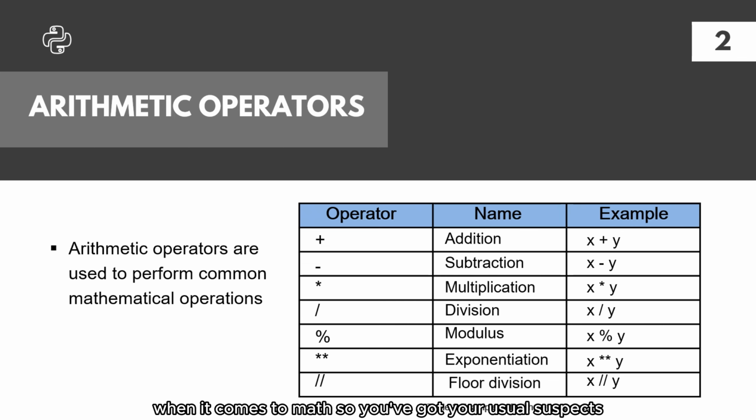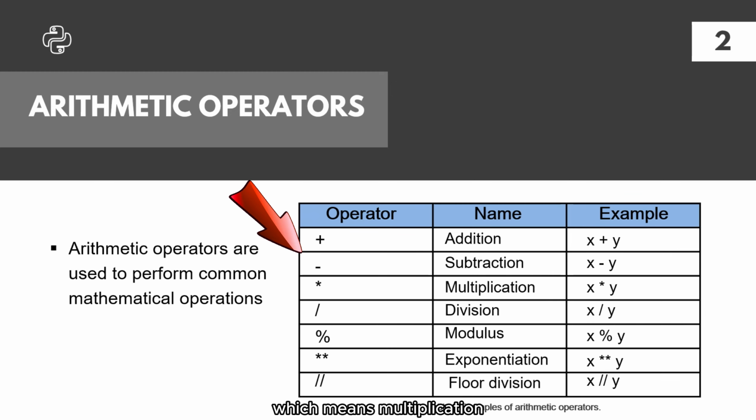So you've got your usual suspects, right? Plus for addition, minus for subtraction, and that little asterisk which means multiplication. Then there's division, and you see that percent sign. That's for modulus, which is a super handy way of just getting the remainder after you divide two numbers.